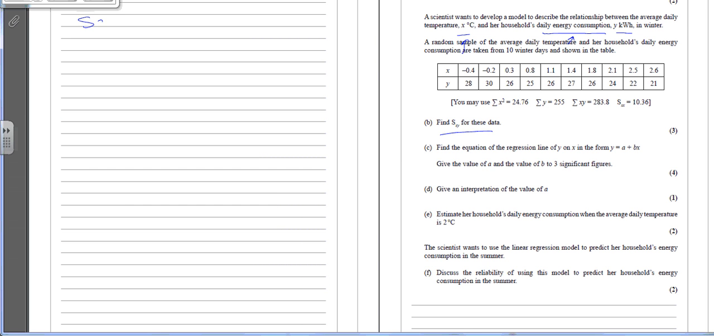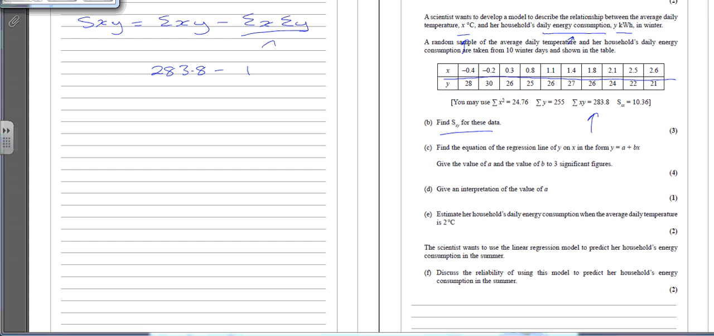So, as we saw before, SXY equals the sum of XY minus the sum of X times the sum of Y, divided by N. They've rather handily given us a bunch of the data here. So the sum of XY is 283.8, minus the sum of X, which they don't tell us, so we've got to add up our X values here. That adds up to 12, times our sum of Y, which is 255, divided by our value of n. Now n is 1, 2, 3, 4, 5, 6, 7, 8, 9, 10. So there you go: 283.8 minus 12 times 255 divided by 10.